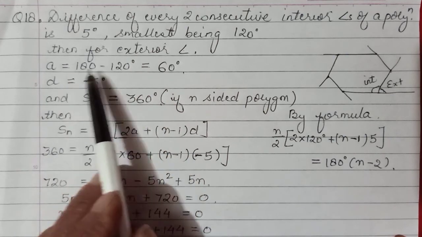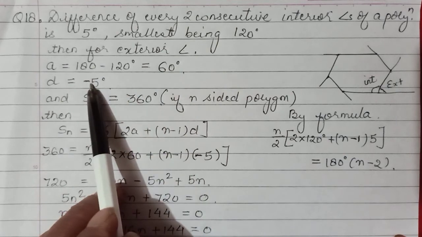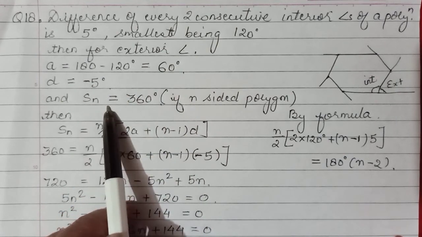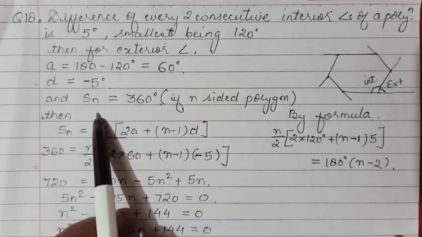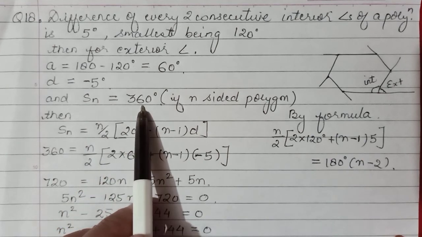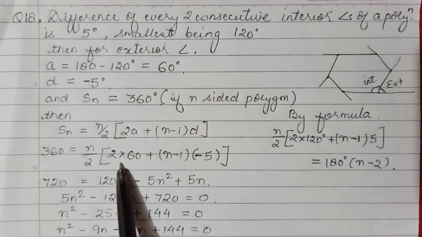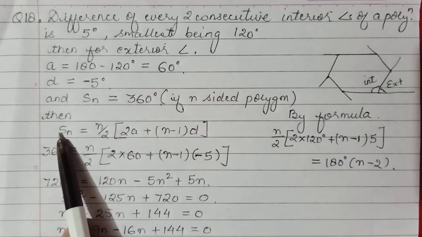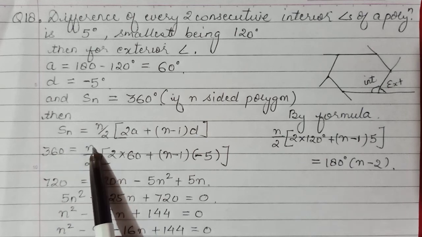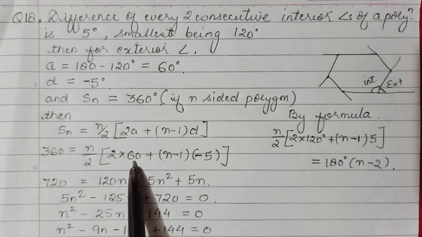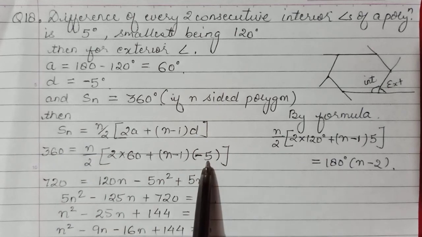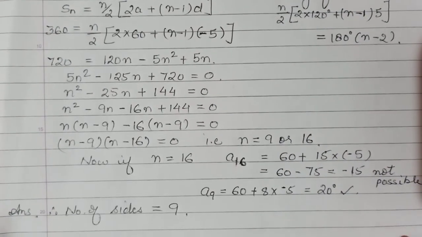Okay, so A will come out to be 60, then D will be negative of 5 degrees, and then Sn, yes, अगर हमें फॉर्मूला नहीं भी पता है, हमें पता है कि सर्कल पूरा 360 डिग्री का होता है, so we know value of Sn as 360 degree. Okay, and rest is your formula for AP, of course. So 360, that is your sum of all exterior angle, is n by 2. 2A this time will be 60 and D will be minus 5. That is all you have to take care of. Rest आप अपना calculation करो.